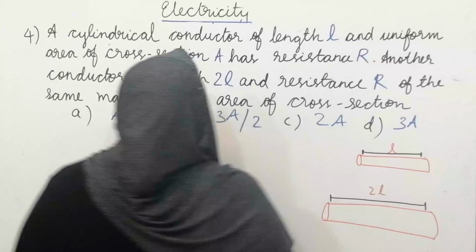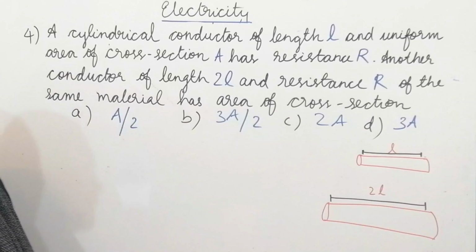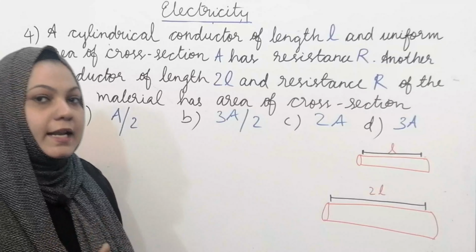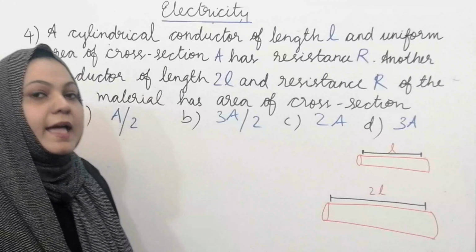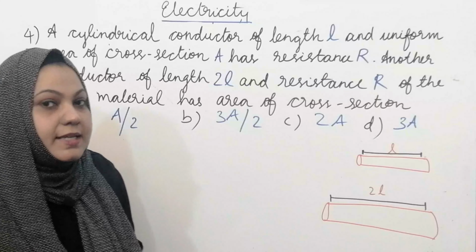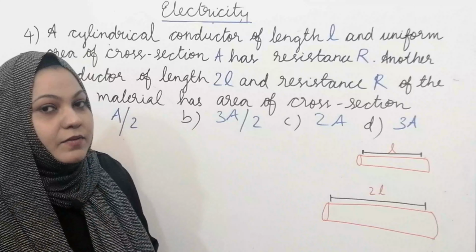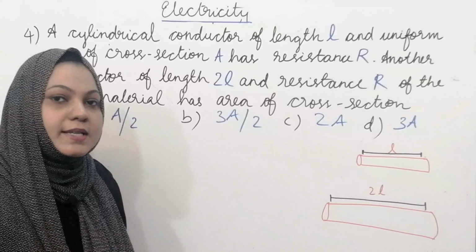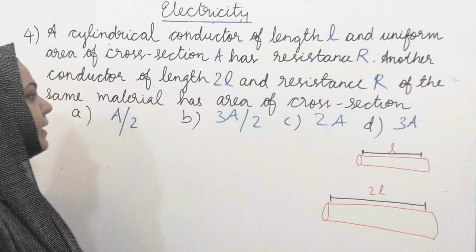Here you know that in resistivity, length is directly proportional to the resistance, and resistance is inversely proportional to the area of cross section, or we can say area of cross section is inversely proportional to the resistance.